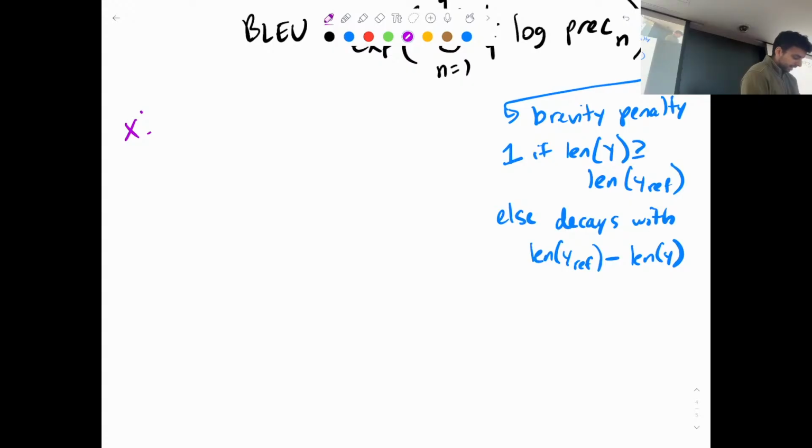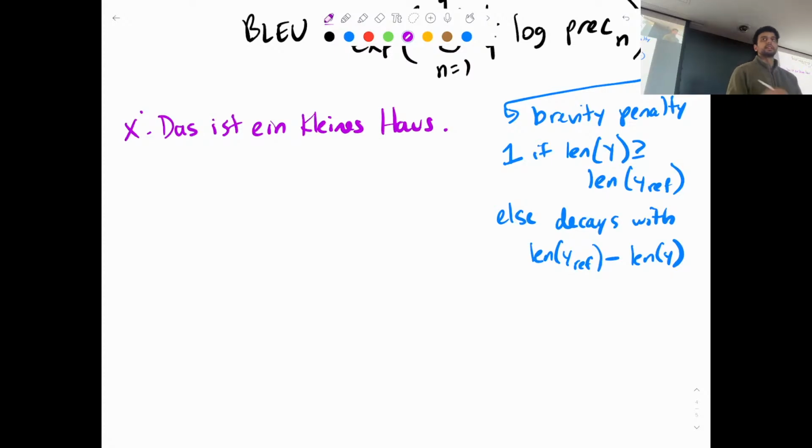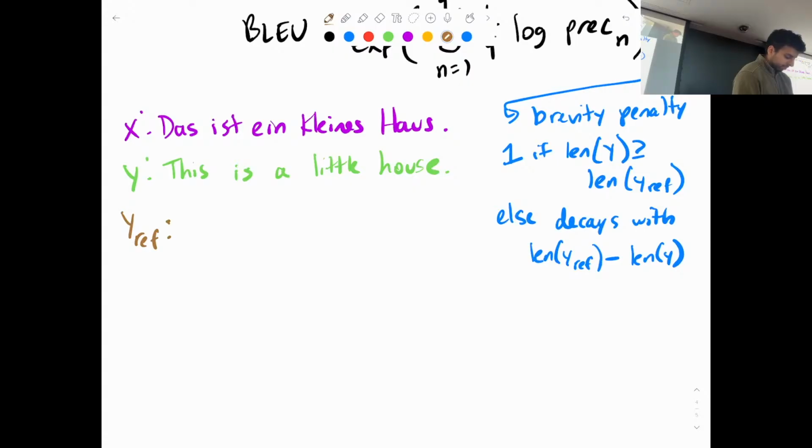Let's say I have a German sentence: Das ist ein kleines Haus. This means this is a small house. And my model spits out a translation: this is a little house. Let's say I have a reference translation from a human, which is this is a small house.